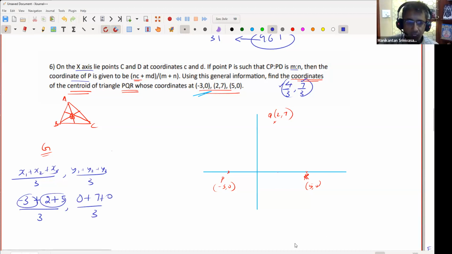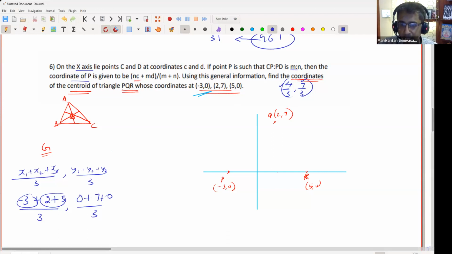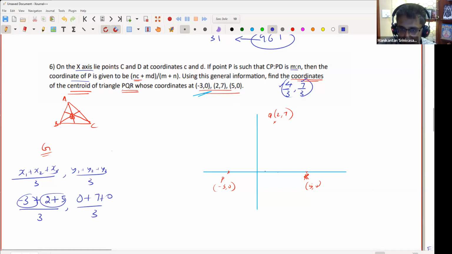Okay, cool. Now, without knowing this formula, of course, we'll check whether we get the same answer. The main learning in this problem is two learnings. One is eventually knowing this average formula for centroid. The other one is how to split any line in a ratio M:N. That's more important. Now, a median means what? It will exactly divide in the ratio 1:2.